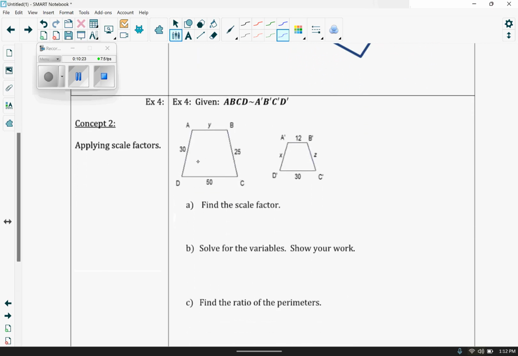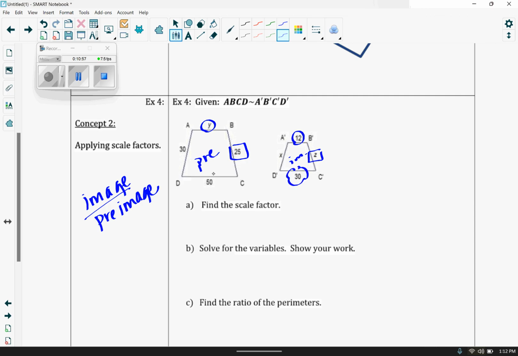Here we go. I'm going to call this one my image, this one's my pre-image. The first thing we're going to do is find that scale factor. So I want image over the pre-image. Let's orient ourselves. It's AB and A prime, B prime, so they're going to go in order here. Y is going to go with 12. My Z is going to go with my 25. My 30 is going to go with my 50. And let's do a triangle: X is going to go with my 30.